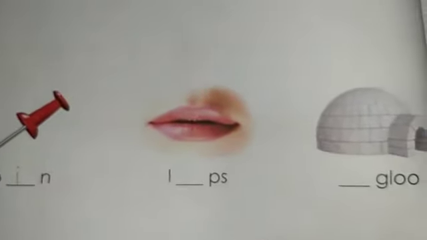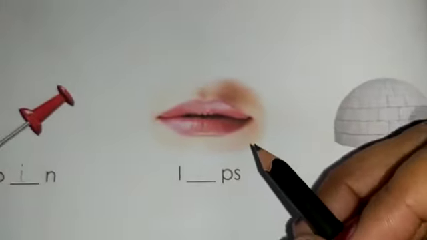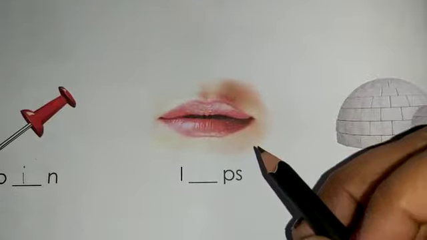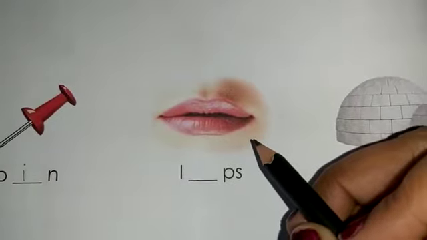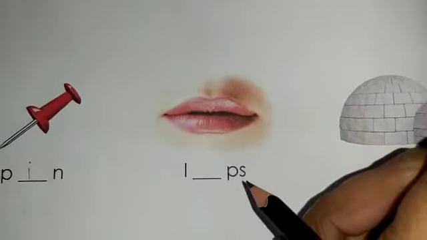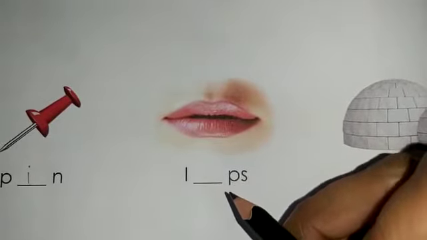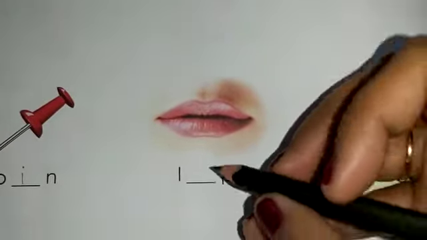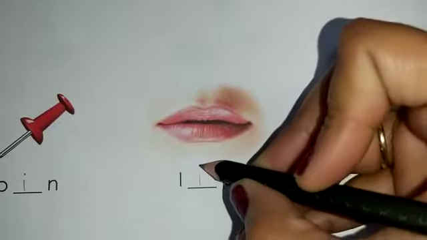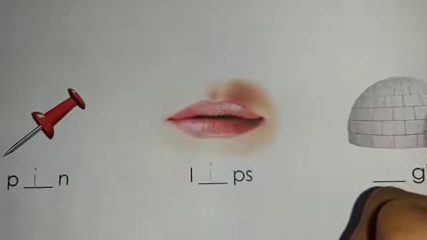Okay, now come up to the next one. This is a part of your body. Yes, these are lips. L-I-P-S, lips. So what is the missing vowel over here? I. So let's write down the missing vowel I over here.